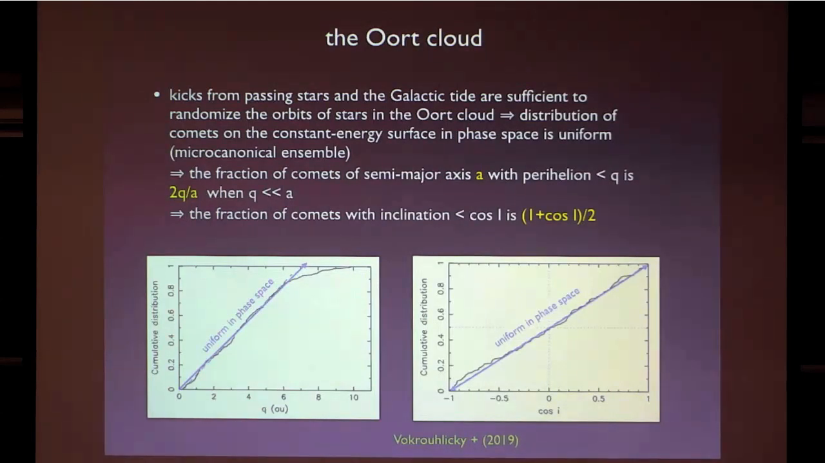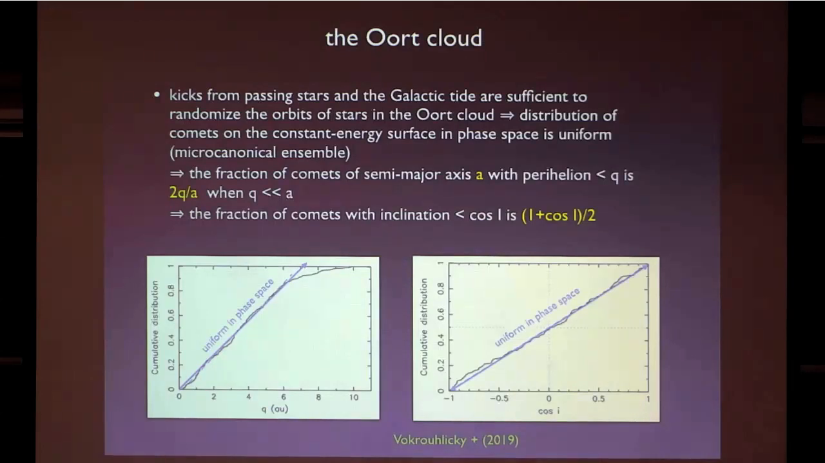If you have a uniform distribution over the energy surface in a Keplerian potential, it's straightforward to show that the fraction of comets that have a perihelion less than some value is just the ratio of the perihelion to the semi-major axis. That says that the number of comets inside some perihelion distance should rise linearly with perihelion. There's the data for the comets from the Oort cloud, and you see that they're following that very precisely out to about 6 astronomical units, at which point the discovery rate starts to fall off because they become too faint to discover.